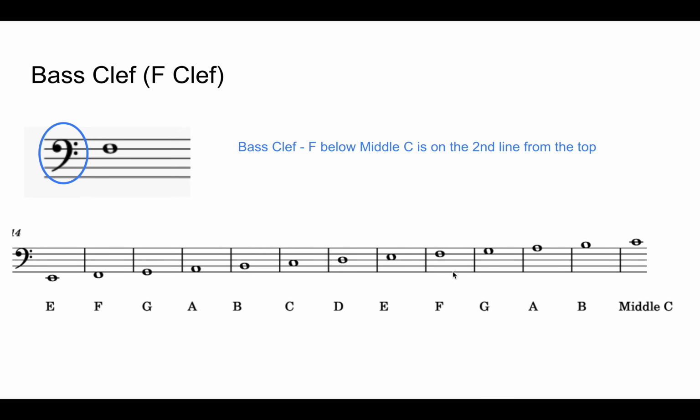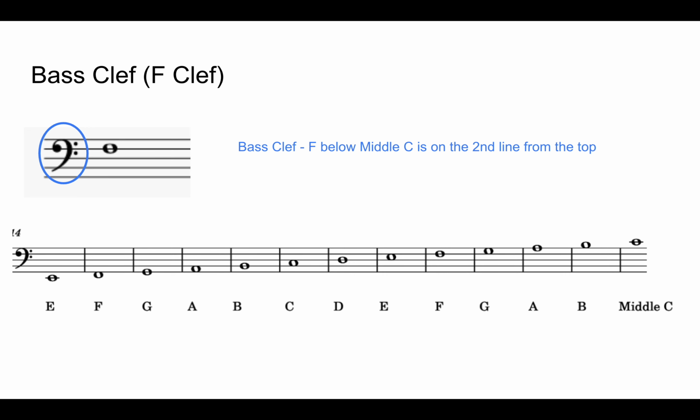If we then start to count up from that point, we must know that the note in the space above that is a G, the note on the line above that is an A, the note in the space above that is a B, and on the little ledger line right at the top of the stave we've got middle C again. Then we can count down in the same kind of way. So we get E, and then D, and then C, and then B, and then A, and so on and so forth. As you can imagine, bass clef is used for music that is relatively low in pitch, given the relatively low nature of the pitches on the stave here.